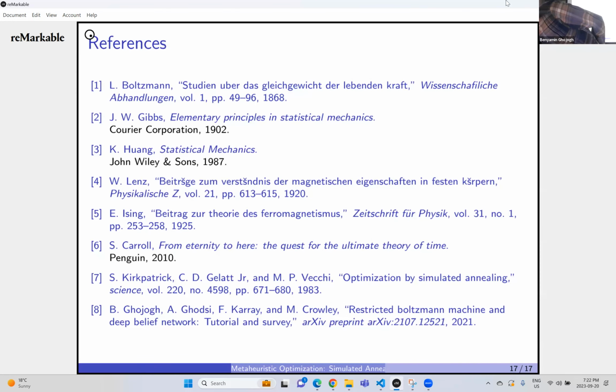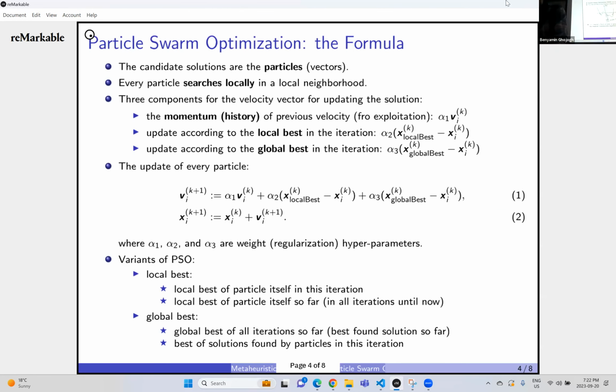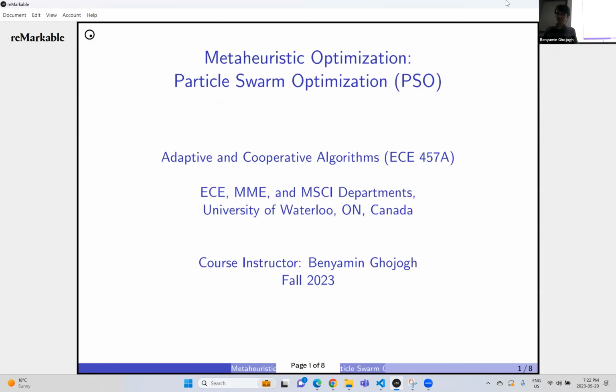Let's go to PSO, the next metaheuristic optimization algorithm that we have. By the way, any question so far?